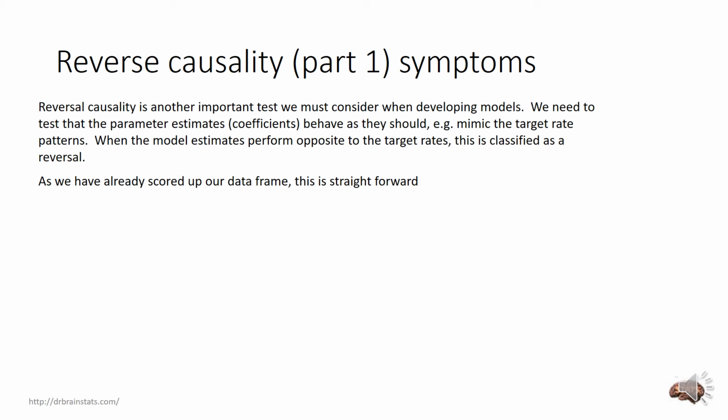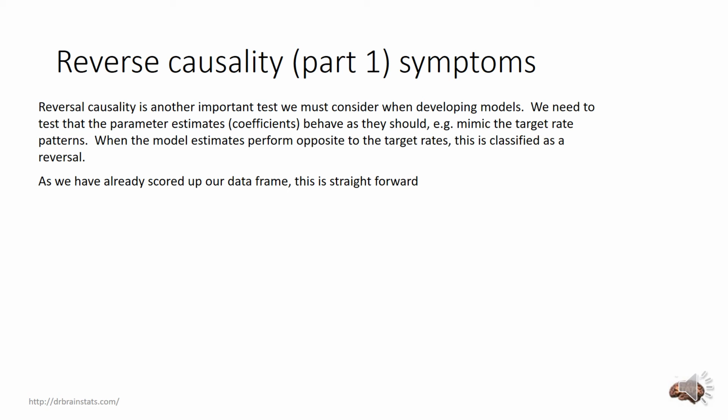Our final test is reverse causality. Reverse causality is another important test we must consider when developing models. We need to test that the parameter estimates, the coefficients, behave as they should. As an example, they mimic the target rate patterns. When model estimates perform opposite to the target rates, this is classified as a reversal.